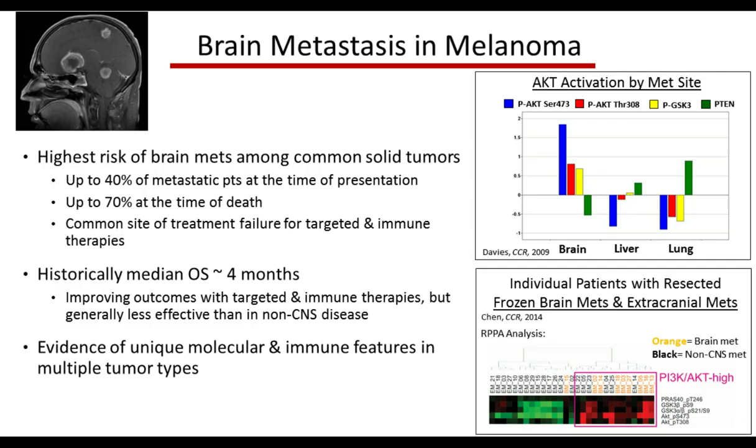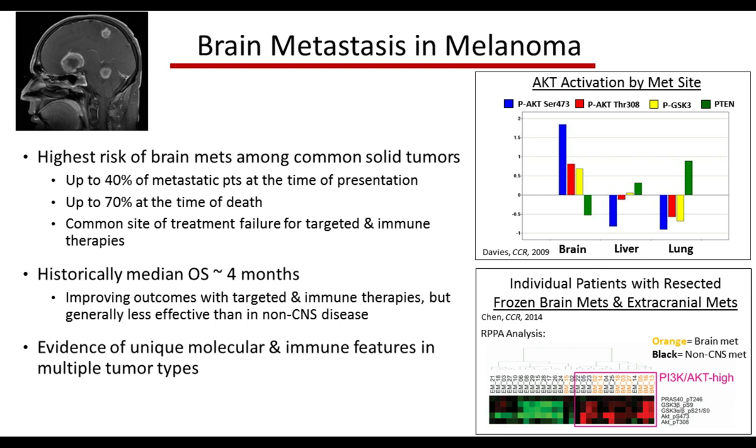approach. Now, another area that we've been very interested in terms of molecular heterogeneity is brain metastases. Brain metastases are a huge clinical problem in many diseases, but they're a particular problem in melanoma. Among all solid cancers, melanoma actually has the highest risk of CNS metastasis, with up to 70% of patients showing evidence of CNS involvement on autopsy studies.